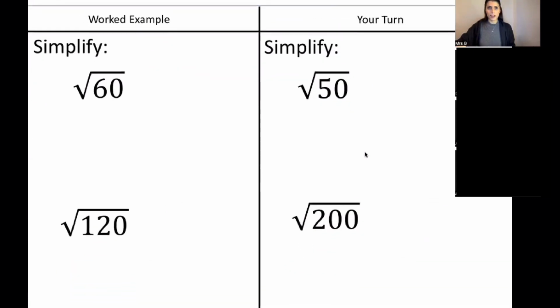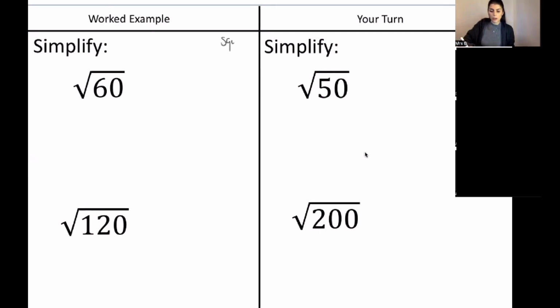Okay, so we're going to start off with simplifying surds. I might be going quite quickly in this session, but it's just so I can get all the content that you need done within these 20 minutes. So the square root of 60, the first thing you need to think about are your square numbers. I would always quickly list my square numbers on the side.